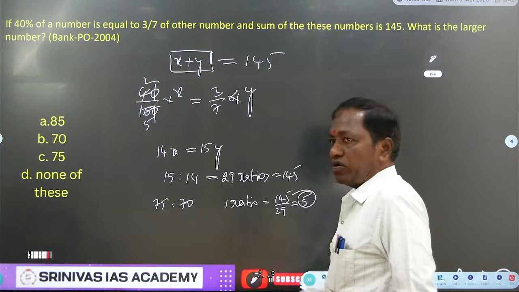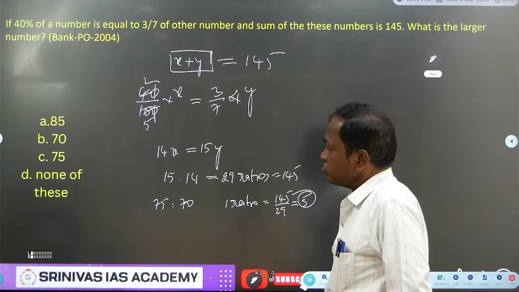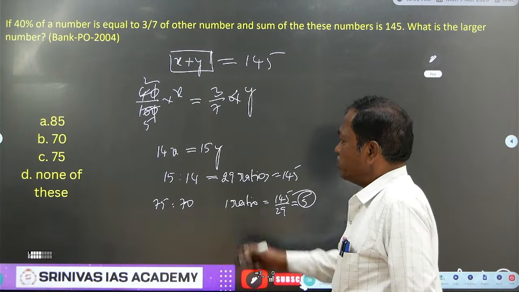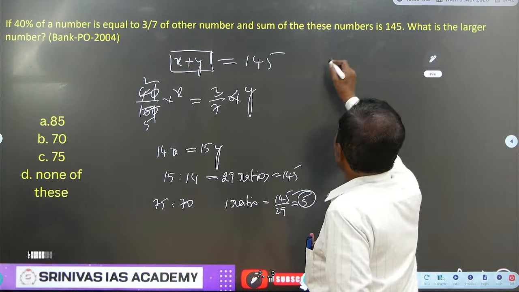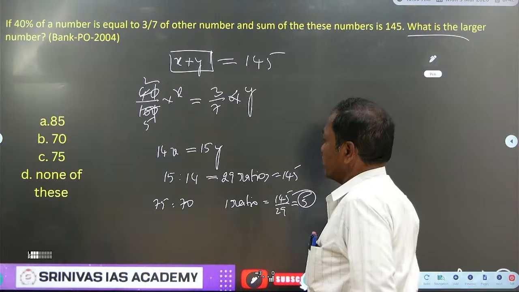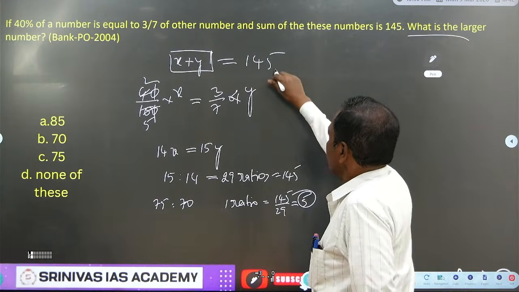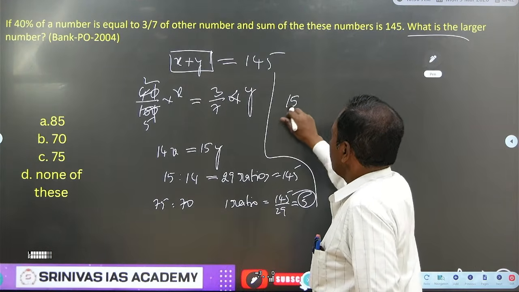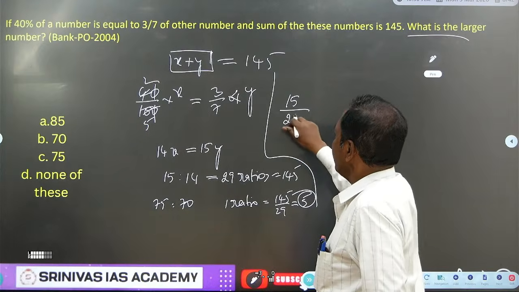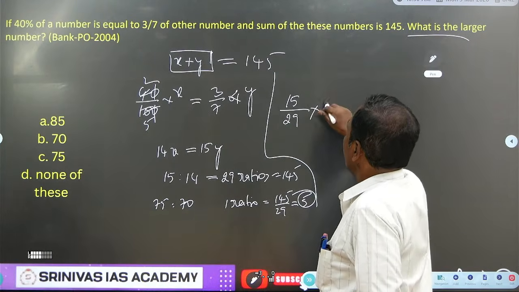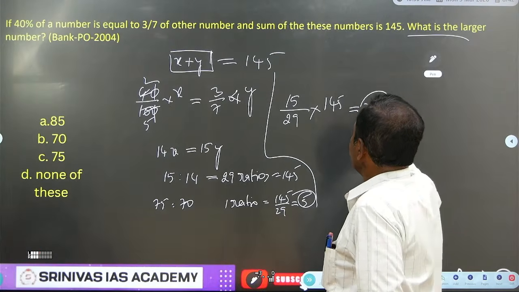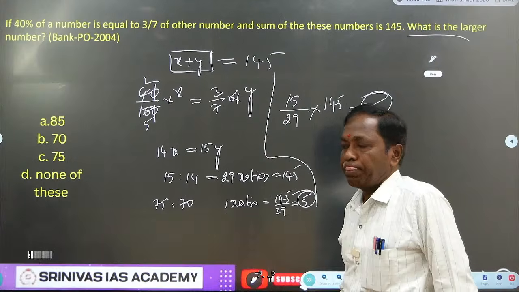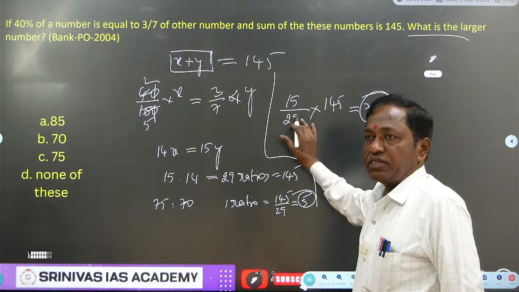Even the short method you can take. This is the larger number, this is the smaller number. What is being asked is the larger number. Alternate method: 15 out of total ratios 29, multiplied by 145. This is also 75, you get. This is the short method. This is the detailed method.